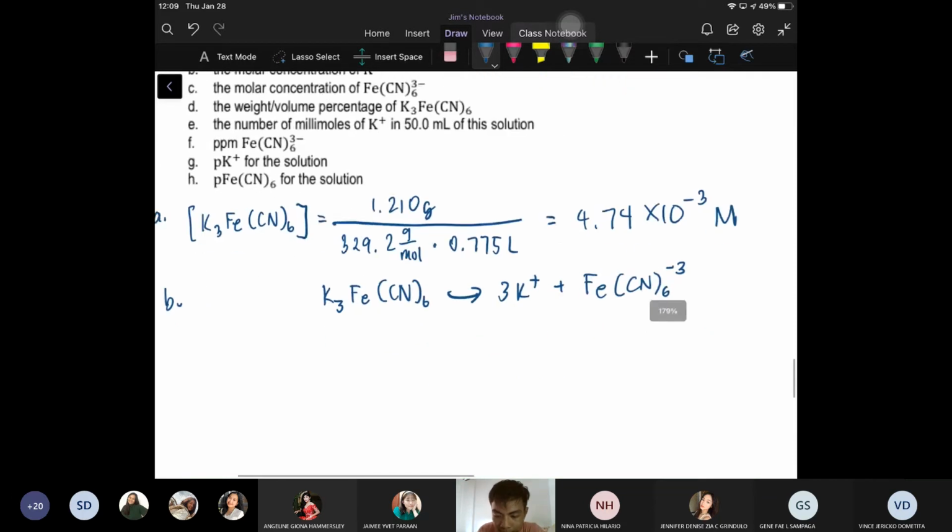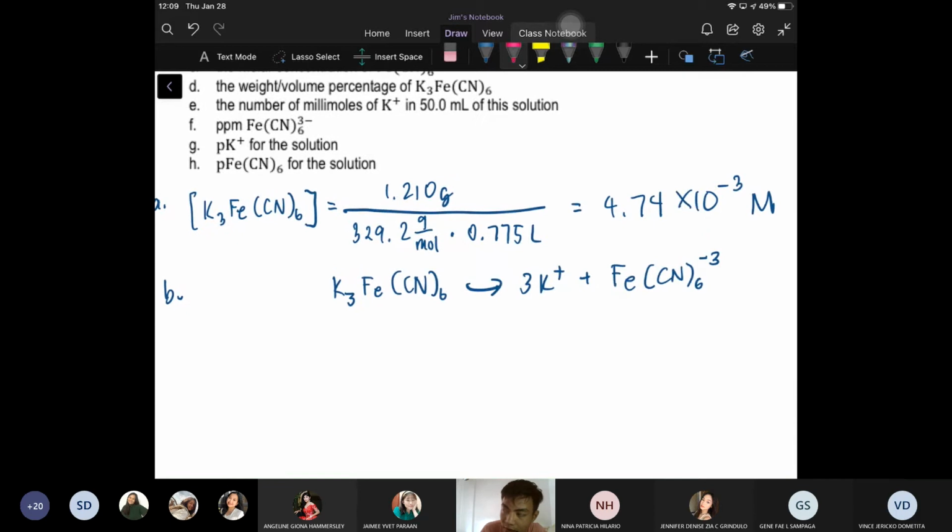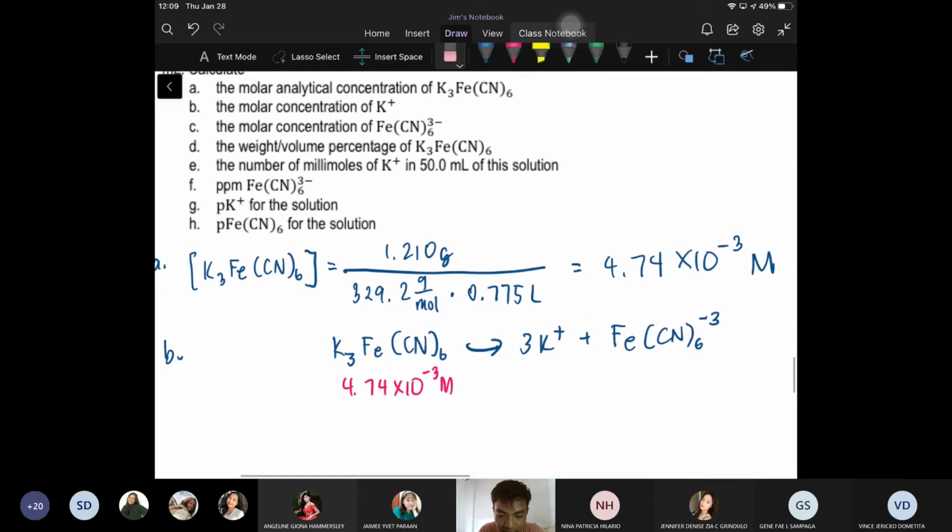Okay. So, since this is 4.74 times 10 raised to negative 3 molar, by the way, dalawa yung masasagot natin dito. Ang masasagot natin ay yung B pati yung C. Okay? So, since ayan yung concentration niya, ang question is, ano yung concentration ng potassium and ano yung concentration ng Fe(CN)6 negative 3. Okay? So, ang sagot ko doon ay stoichiometry.